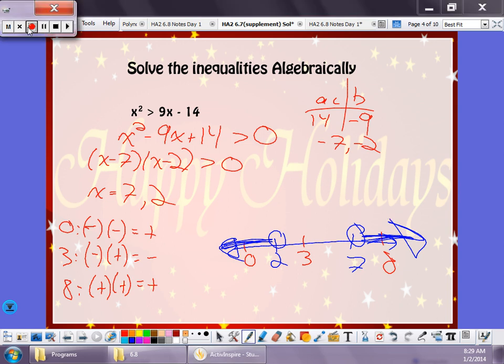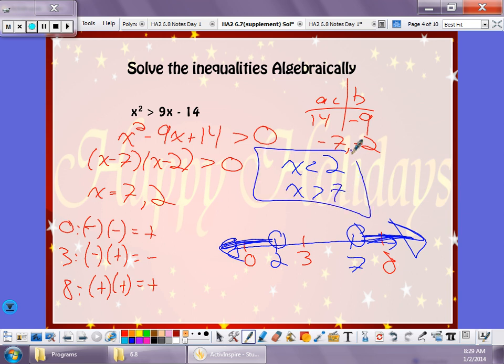For your final answer, you can't just leave this. You have to write out the intervals. So you'd say, okay, x is less than 2, and x is greater than 7. When it's going in two separate directions like this, you cannot write 7 is greater than x is less than 2. That doesn't really work. That's not a correct interval. So you have to write it as two separate intervals. You can only write it as one when it's in between.